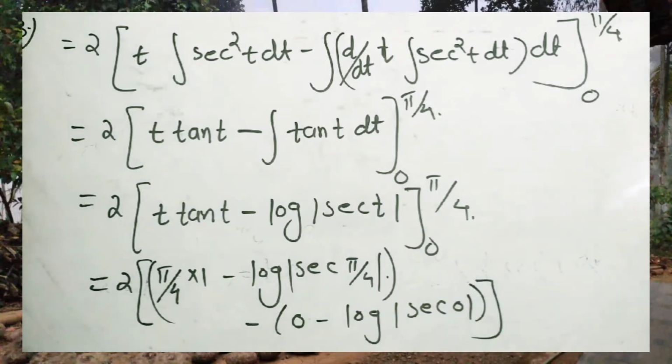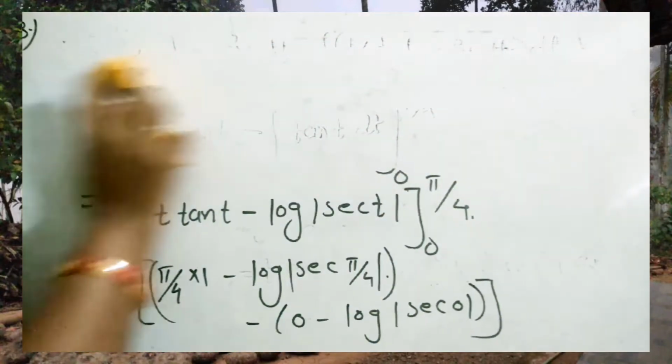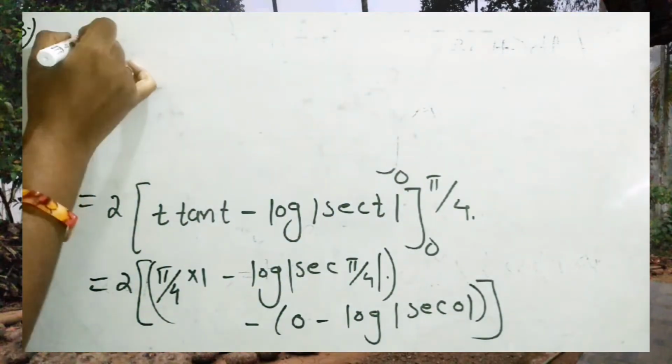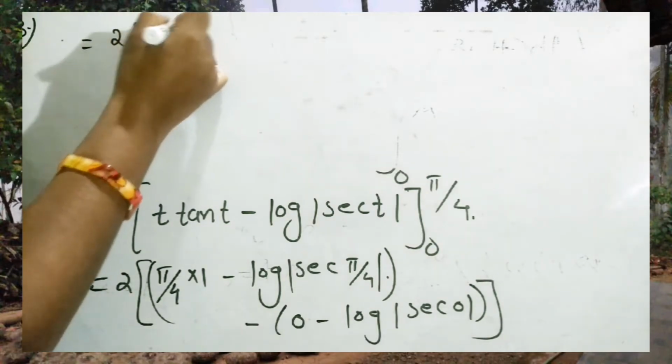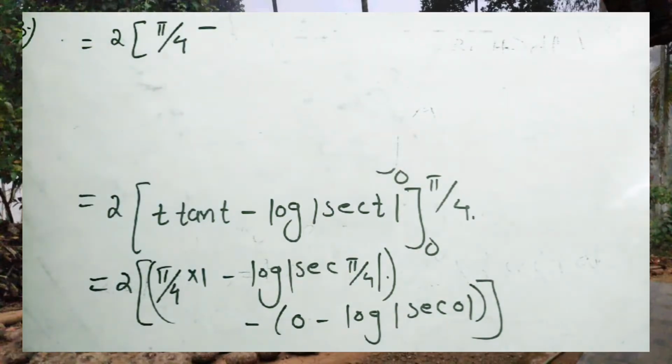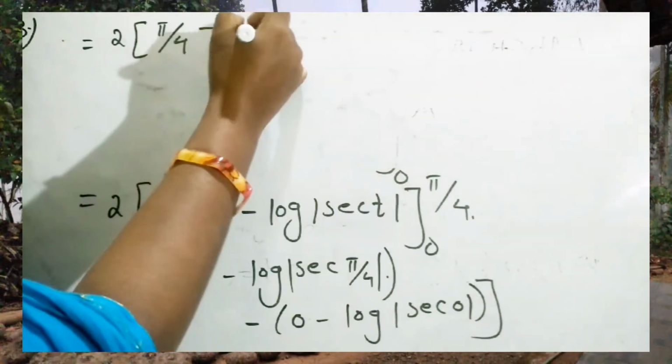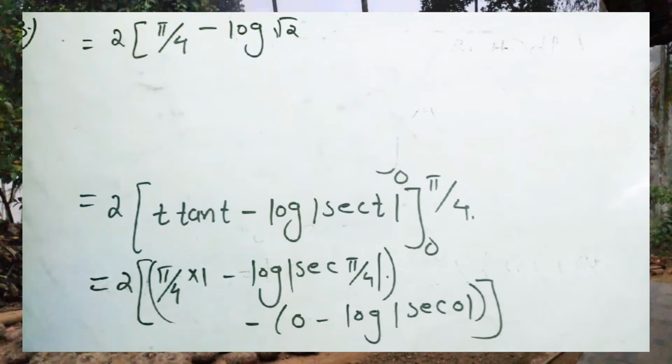Pi by 4 into 1, that is pi by 4 itself. So this is equal to 2 into pi by 4 minus, what is sec pi by 4? Sec pi by 4, that is root 2. So we will have log root 2. Root 2 is positive, so no need to take the modulus.